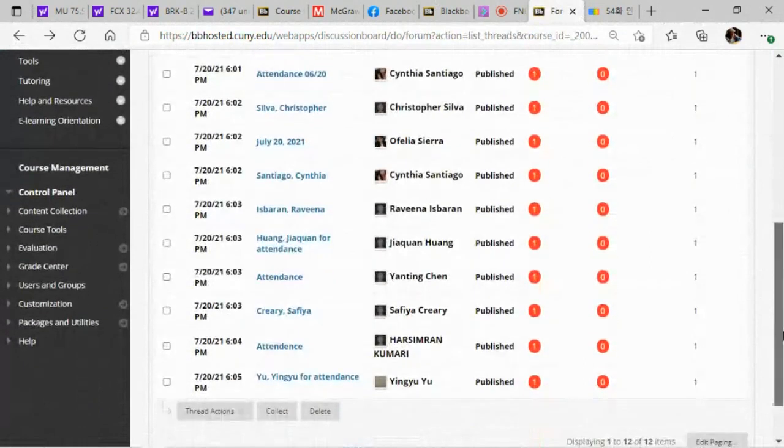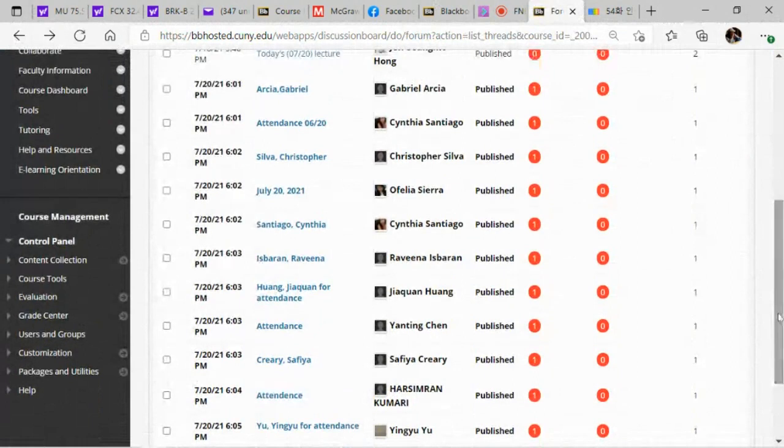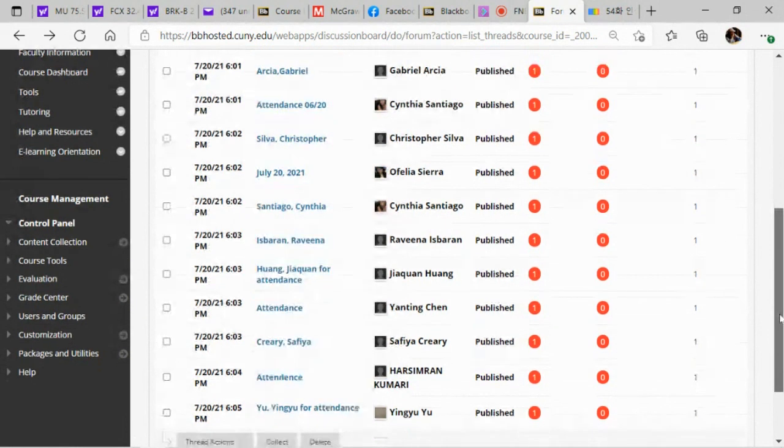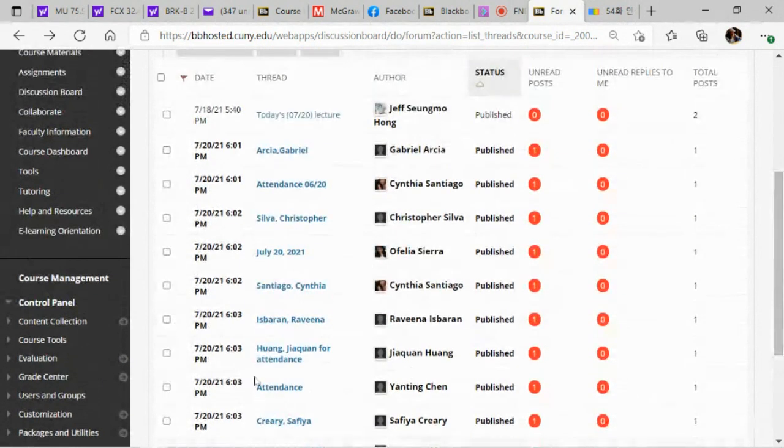Usually, if the names are declared here, this is automatically the sign-in sheet. I look at these names in alphabetical order, match them with the roster, and mark your attendance. Okay, so please do so.